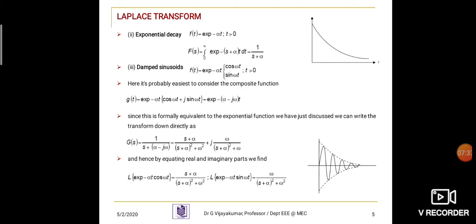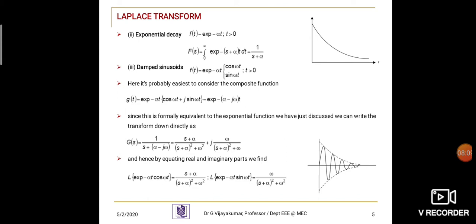This function is converted into an S domain. F of s is equal to the integral from 0 to infinity of exponential of minus (s plus alpha) t dt. In time domain, that expression can be converted into 1 divided by s plus alpha. So, exponential of minus alpha t is equal to 1 by s plus alpha in the Laplace domain, that is S domain.